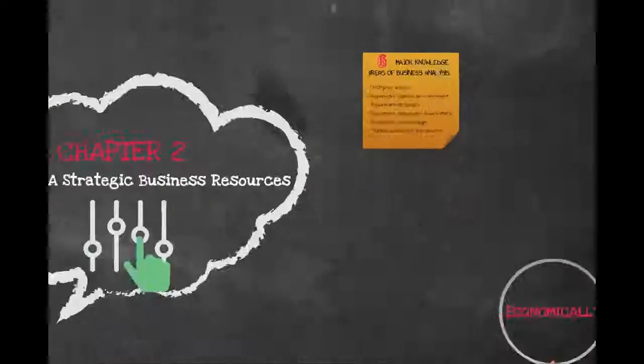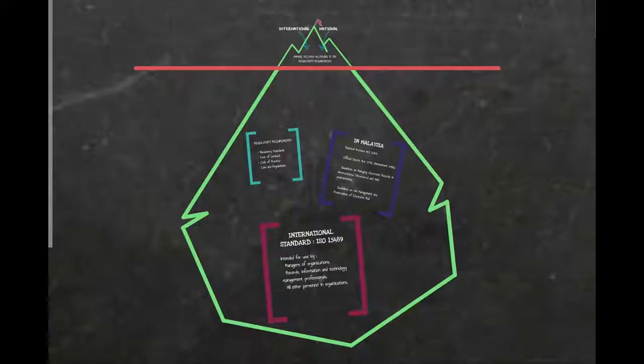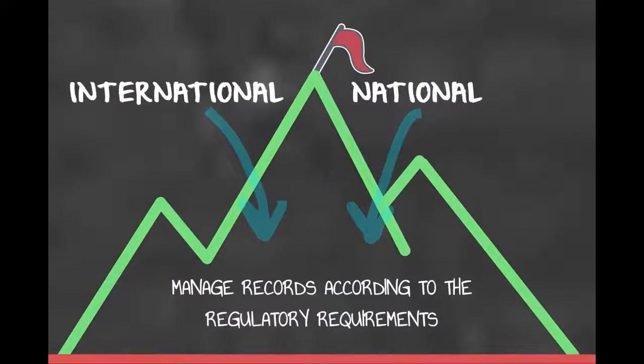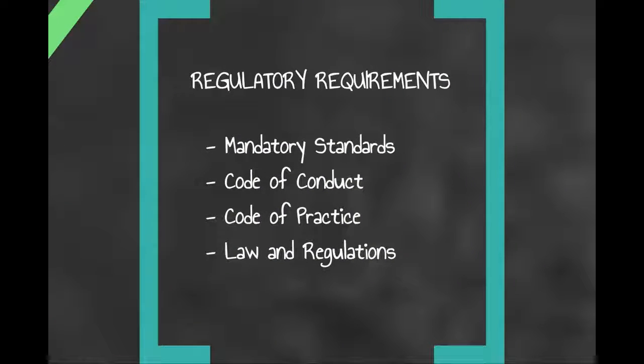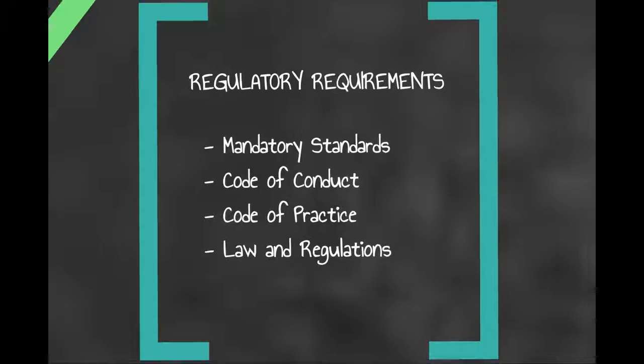The second strategy is managing records according to the regulatory requirements. This will help organizations stay within the policies and procedures of the country they are operating in regarding the retention of information. It involves international and national levels. There are 4 regulatory requirements needed. Number 1, mandatory standards, code of conduct, code of practice, and law of regulation.